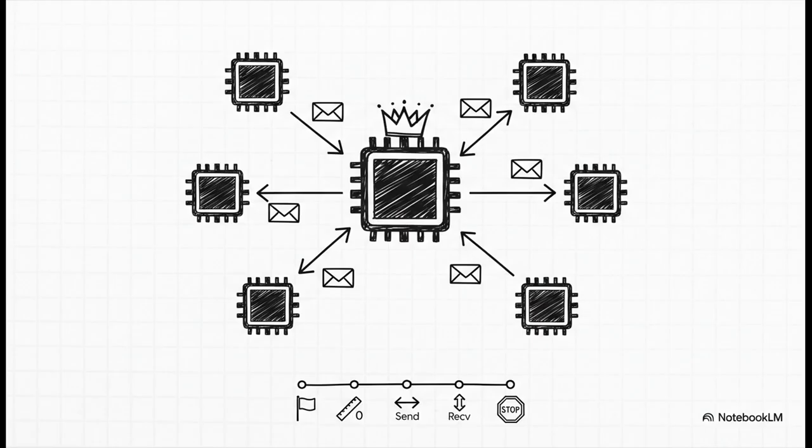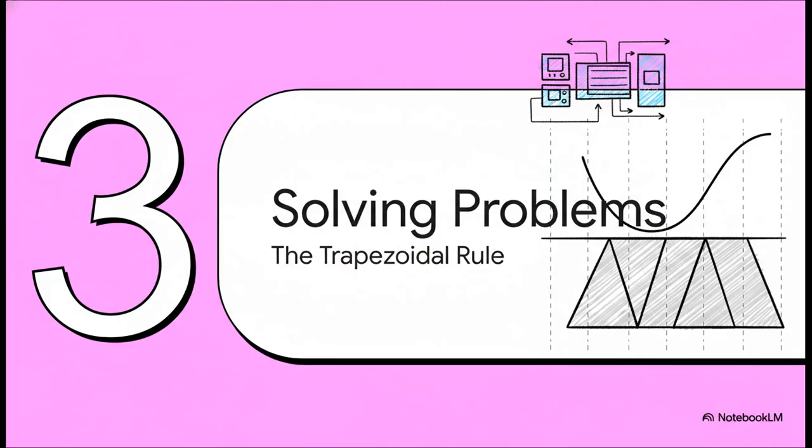Process 0 then just sits in a loop using MPI receive over and over to collect all those greetings, and then it prints them out. It's a simple idea, but it shows you the core mechanics perfectly. Okay, sending hello messages is cute, but it's not going to cure any diseases.